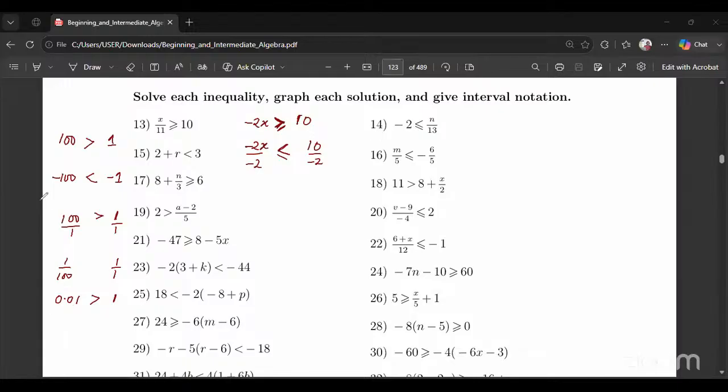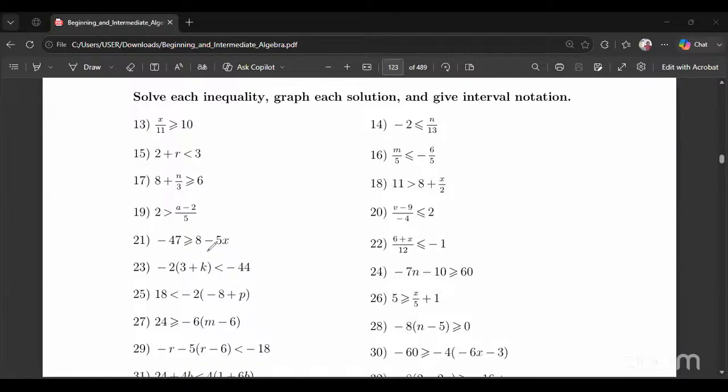So when you invert both sides, it also makes the inequality sign flip. So that's basically why the inequality is flipping. That's just on this note.